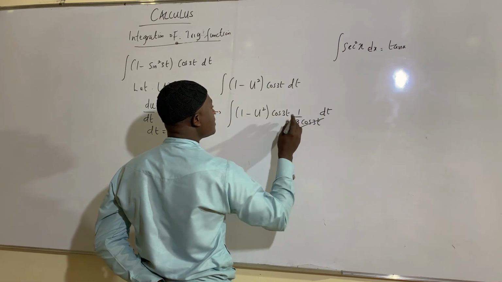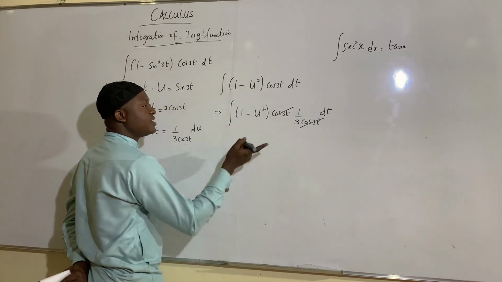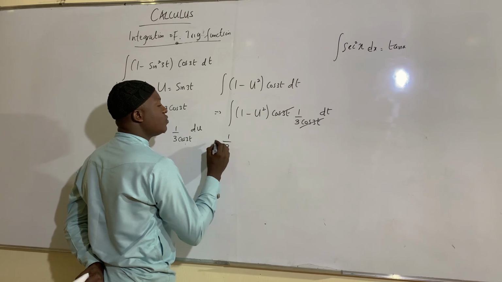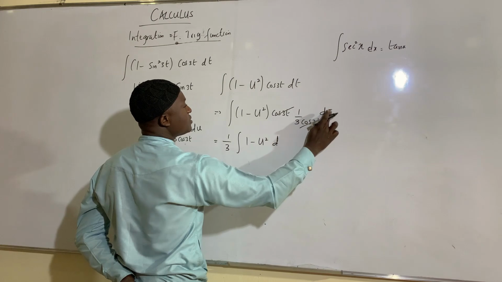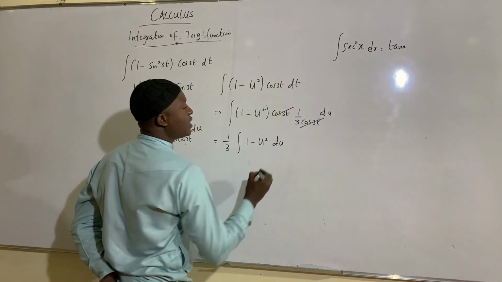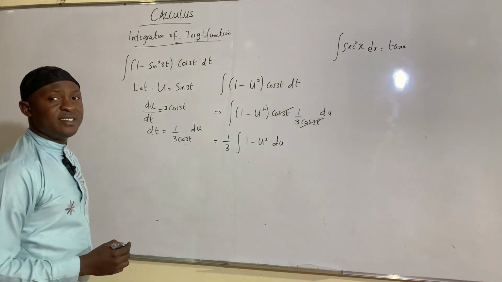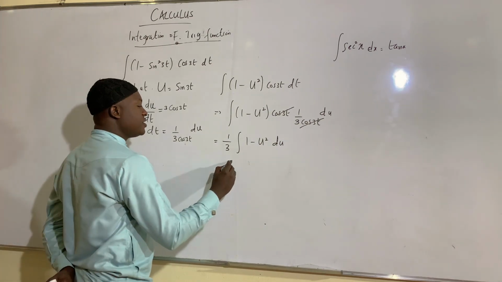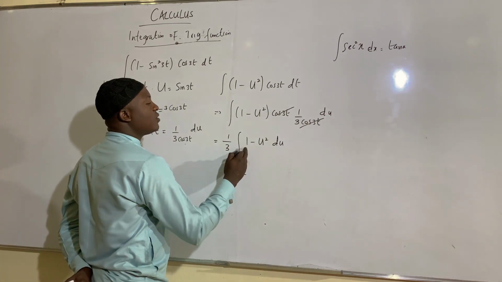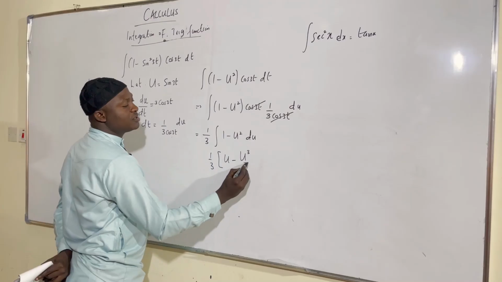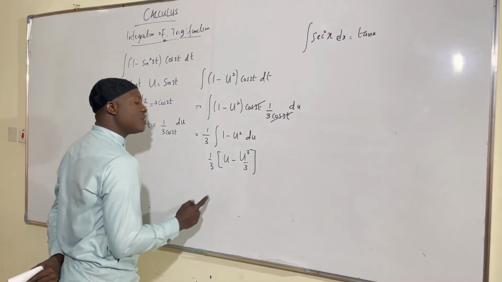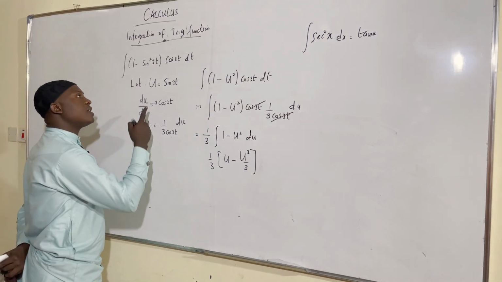You can see this cancels this, so I have 3 left here. If I pull it out, we have 1 over 3 times the integral of (1 minus u squared) du. Now, I hope you are following, right? Now let's integrate with respect to u. The integral of 1 with respect to u is u, and of u squared with respect to u is u cubed over 3. But our u is sine 3t.